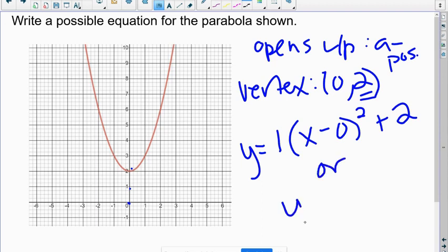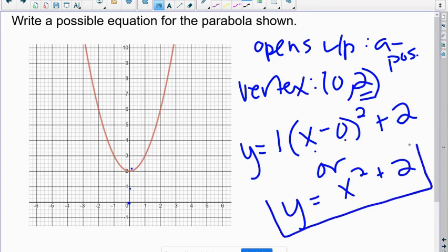Normally we simplify that so that we just write y equals x squared plus 2, because x minus 0 is just x. And that's a possible equation for my parabola.